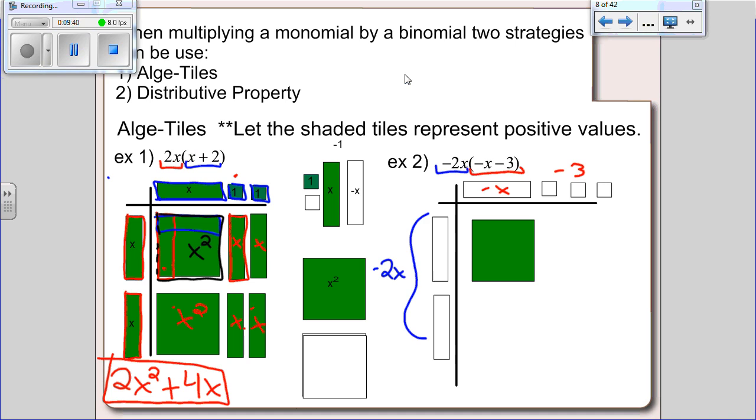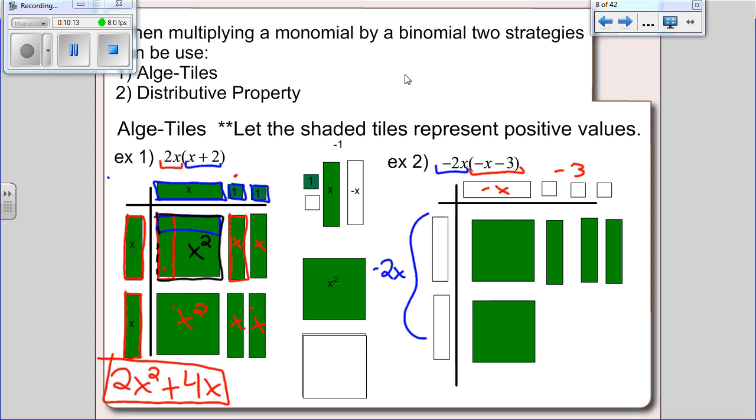Again, if I look at my cross section, I have a long skinny one here, and a single one there. That's going to create one more long skinny one, and it's going to be positive, because it was a negative and a negative. And that's going to happen 3 times. Now I move on to my next little cross section. Again, I have a long skinny one down here. It's going to cross with this guy up here to create a big x squared. And then you're going to have, again, 3 little ones.